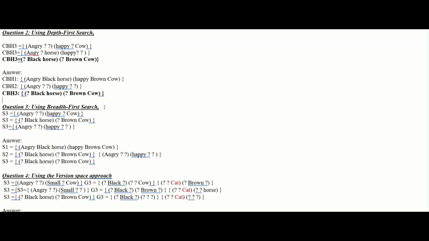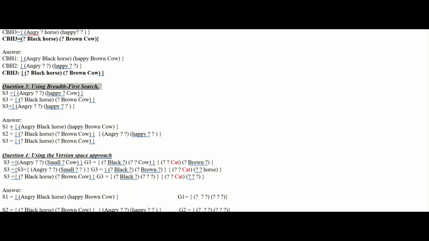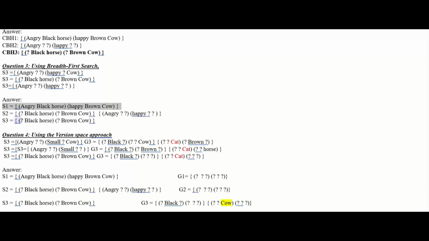Now move to question 3, using a breadth first search. So these are the options given in the assignment. Now for the answer, S1 is the same as instance 1: angry black horse, happy brown cow. Then for S2, now using breadth first search, first we go with the second row, that is question mark generalized from black horse, question mark brown cow, and second thing is angry, question mark, happy, question mark, question mark.